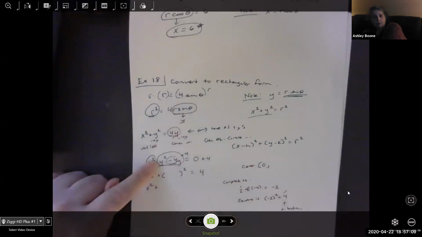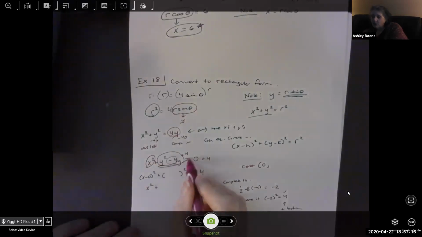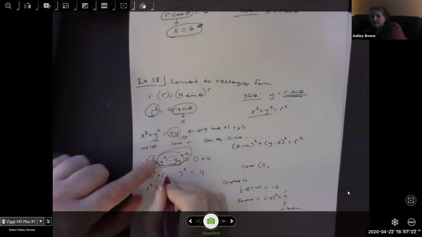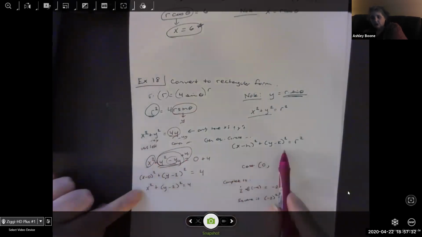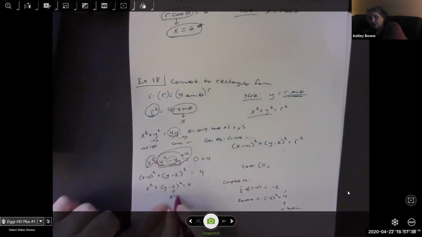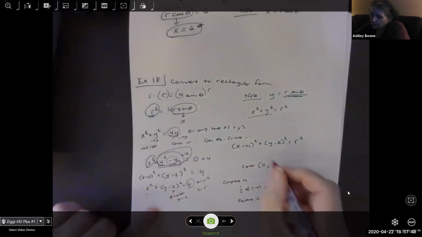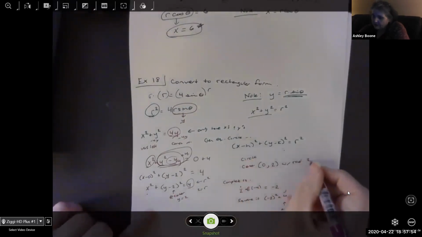So over here on the right, I have a 4, because whatever you do to one side, you have to do to the other. And what happens is this part right here, y squared minus 4y plus 4, actually factors to be y minus 2 quantity squared. So here's the general equation of our circle, where our x value at the center is 0, our y value is 2. And this is radius squared, so the radius must be 2. So we have a circle that is centered at (0, 2) with a radius of 2.